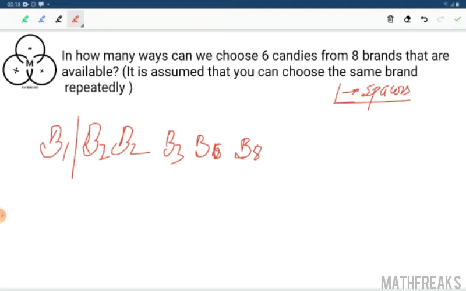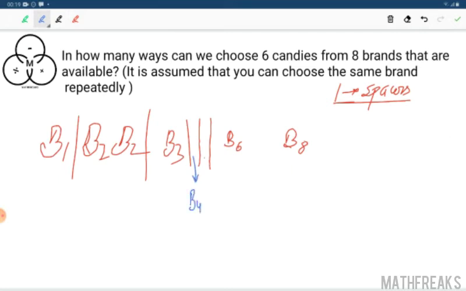B1, B2, B2. Between B2 and B2 there is no gap. B3. Between B3 and B6, how many gaps should be there? B6, B8. First of all, one gap. Then comes my B4. Oh, this is empty. Then B4 closed. Then comes my B5 here. Then B5 also closed. You just see, here is B4, here is B5. So here is B6 definitely. And B7 is empty. I do not need any more spaces.